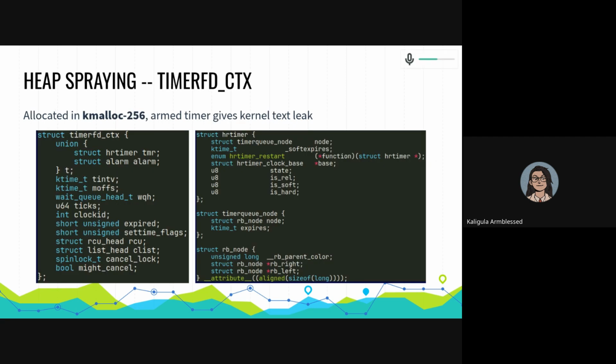In this case, we will be using something called timerfd_ctx, and this is allocated in kmalloc-256. So why is this interesting? If we are able to arm our timers, we are able to get a kernel text leak because there are some very interesting pointers in that structure. This is actually how the timerfd_ctx structure looks like.